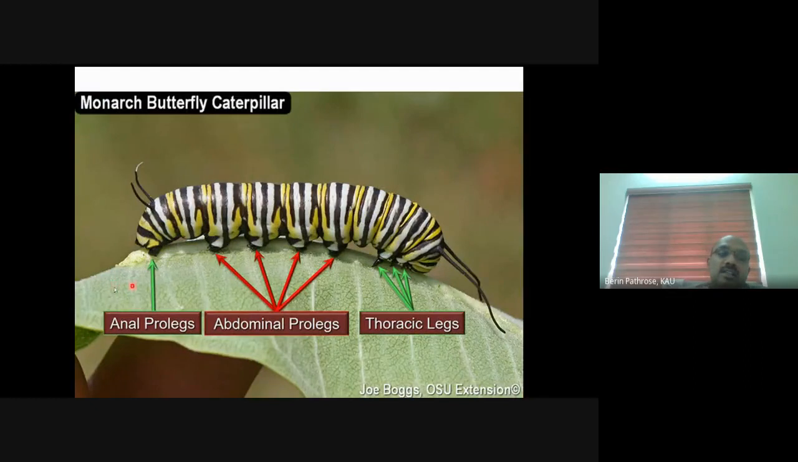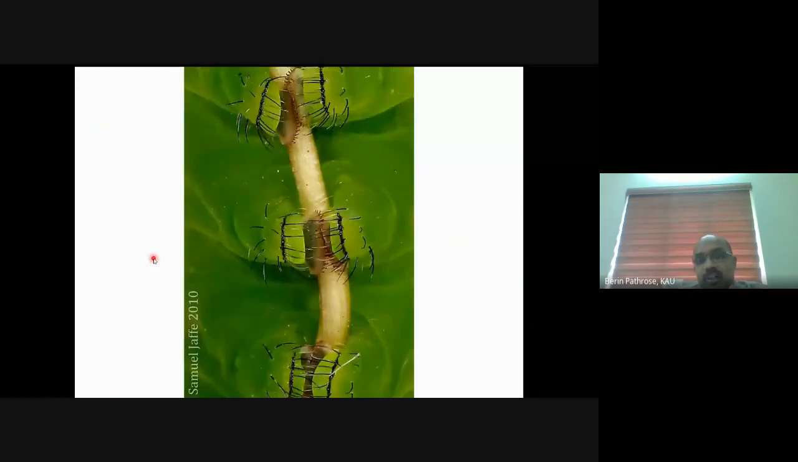See, this is more clear. So this is the thorax. These 3 legs are the thoracic legs. These are the prolegs. 3, 4, 5, 6, and 10. And this is from the ventral side. This is a picture of the ventral side of the proleg. What you see over here is a proleg.